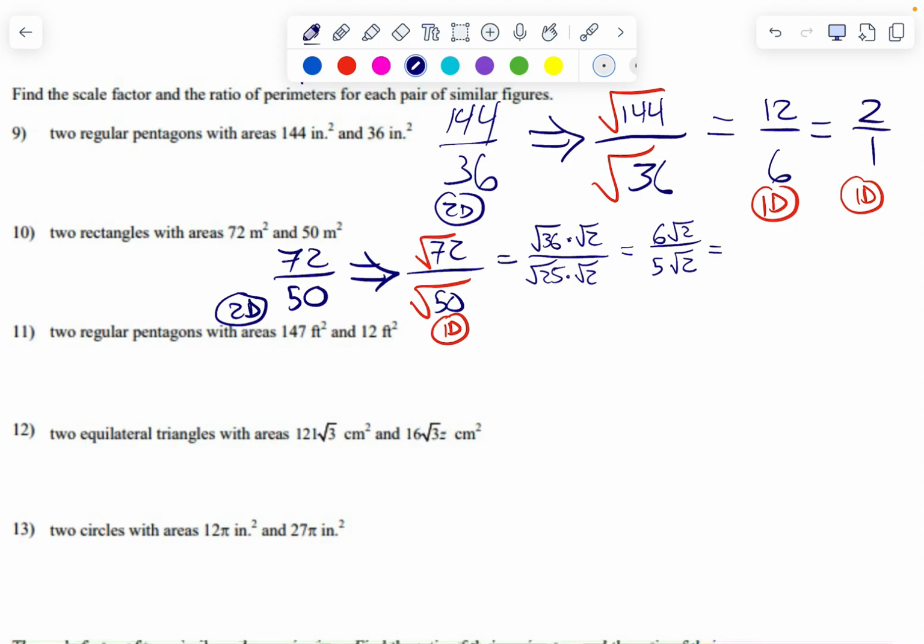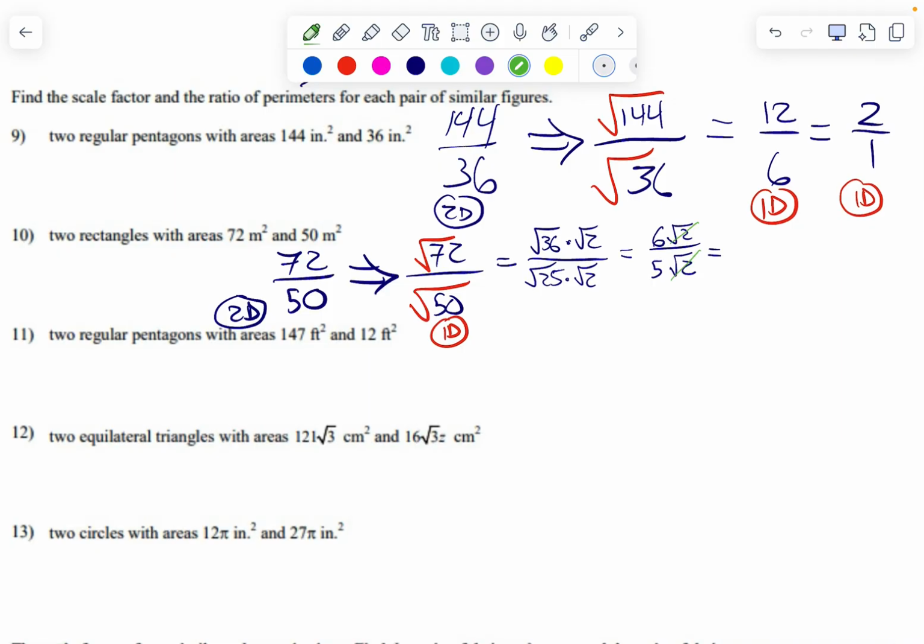What can we do to make that clean up? How about you, Braden? Yeah, since we have root 2 in both numerator and denominator, we can just simplify to 6 over 5, which is obviously much better than these other versions. So that's our 1D perimeter ratio.